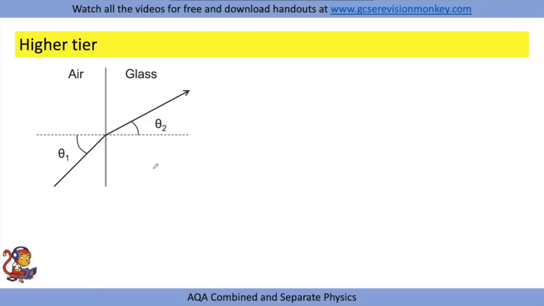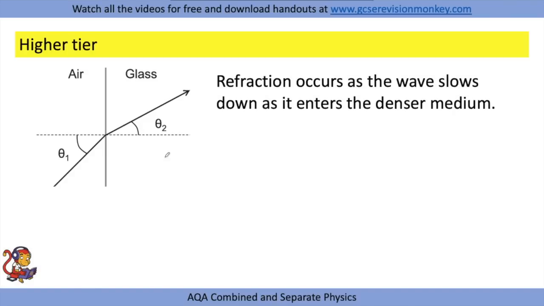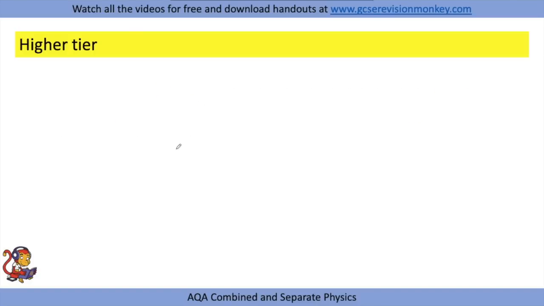A little bit more refraction for higher tier. Refraction occurs as the wave slows down. So you might be asked to explain why refraction happens, okay? Because it slows down as it enters the denser medium. If it was going at the same speed, it would travel straight on like so, but because it slows down, it bends towards the normal in this direction.